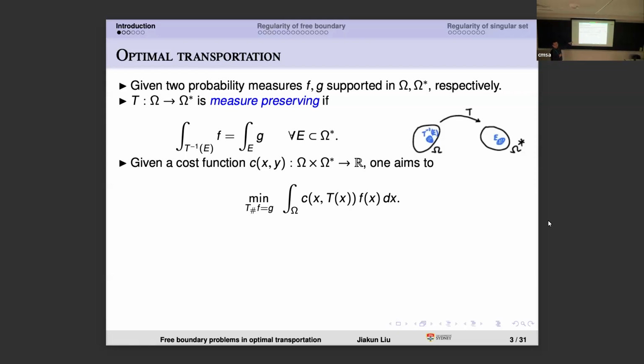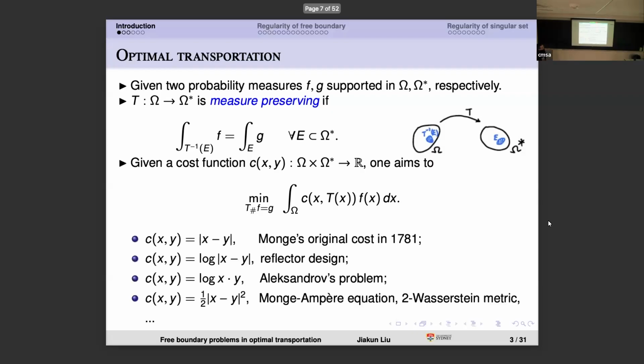Now, once we have the cost function, you use the mapping T to finish your job. The total cost will be this functional. In the discrete case, you just add all the costs. In the continuous case, we do an integration. And optimal transport is trying to minimize this total cost among all measure preserving mappings T. As we can see, such a problem heavily depends on the cost function. Different cost functions give different applications, and a different property for the solution as well.